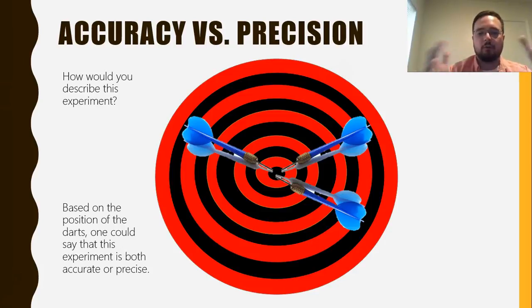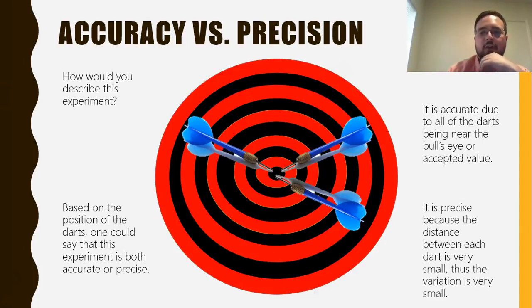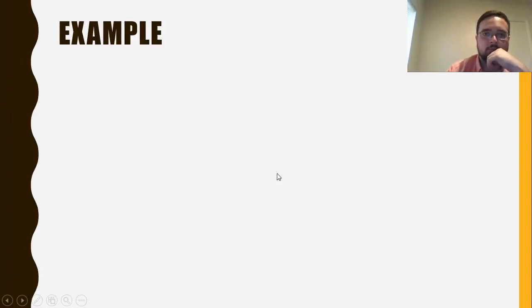You know, there's always going to be things that happen in the experiment, but it doesn't mean you can't be accurate and precise, both in regards to your technique, but also how you describe any error or anything that occurs within the experiment. So again, they hit all the bullseye, the accepted value, and they're really close together, which means the variation between each dart, the distance between each dart, is very, very small, which means very low variation, which means a greater precision.